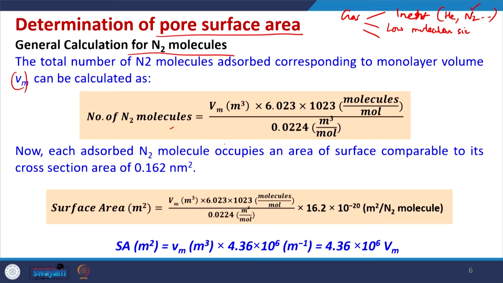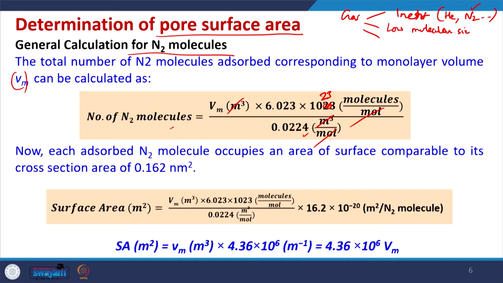Now, for the molecules, we know that at standard temperature and pressure, any 1 mole of gas occupies 22.414 liter of volume. That 22.4 has been converted into meter cube, so we have 0.0224 meter cube per mole. So, this meter cube goes off, only mole is remaining. Now, each mole, we know, occupies 6.023 into 10 raised to 23 molecules per mole. So, this mole also goes off.